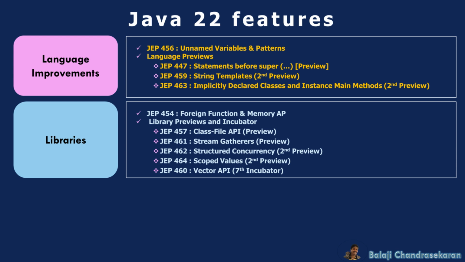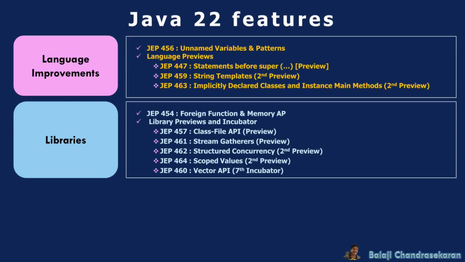The foreign function and memory API, that is JEP 454, allows the Java programmers to interoperate with code and data outside of the Java runtime. By efficiently invoking the foreign functions, that is the code outside the JVM, and by safely accessing the foreign memory, that is the memory not managed by the JVM, the API enables Java programmers to call native libraries and process native data without the brittleness and danger of JNI.